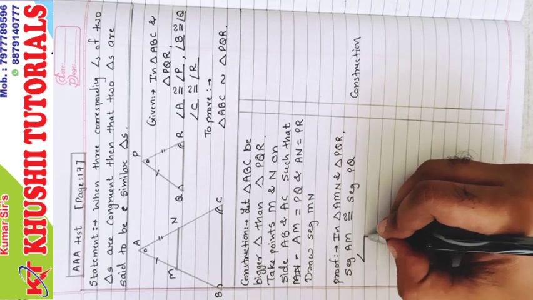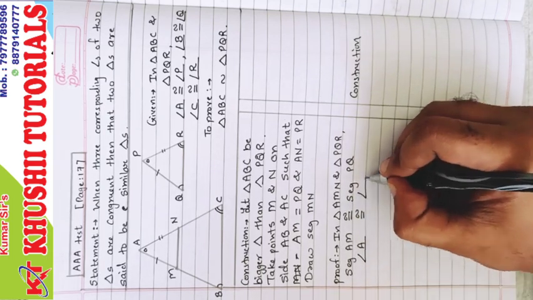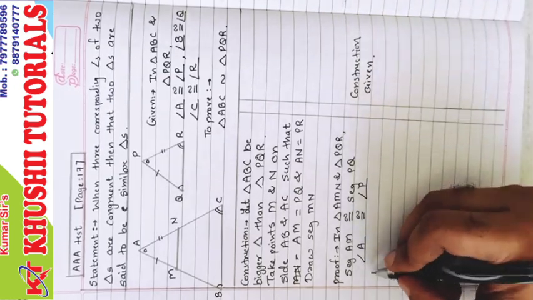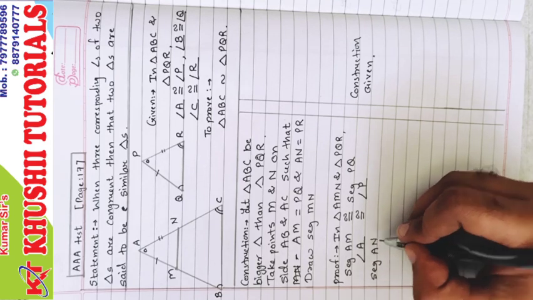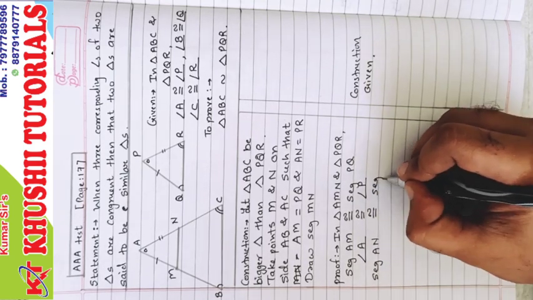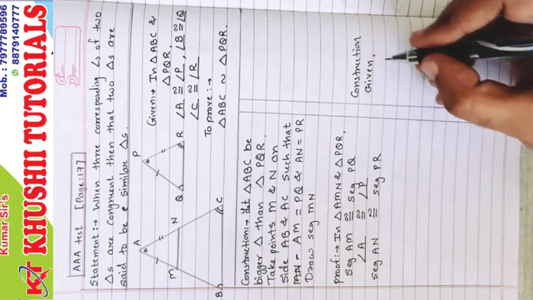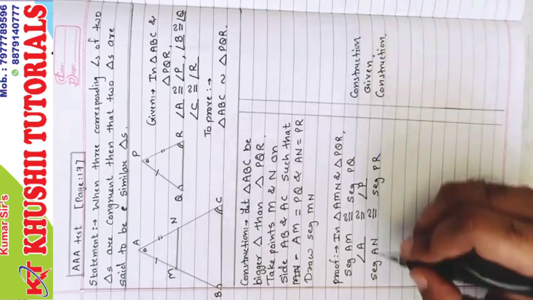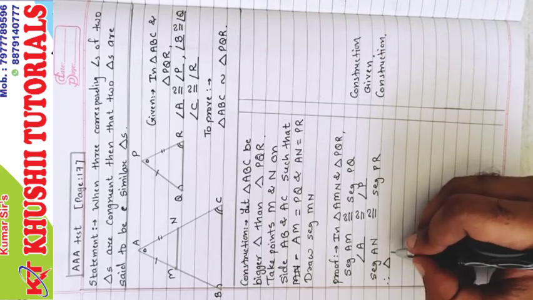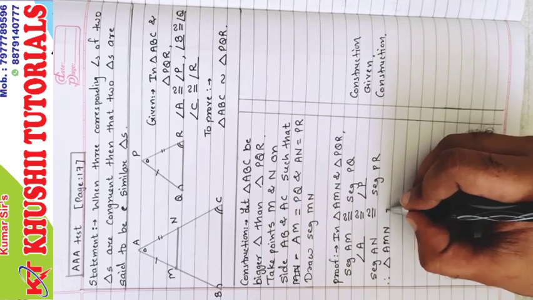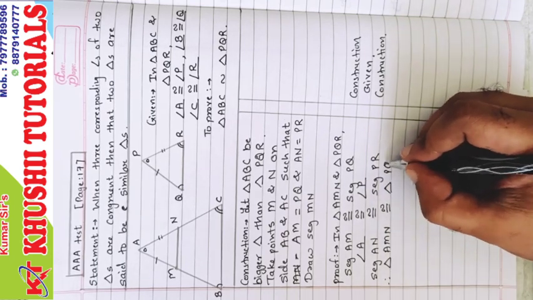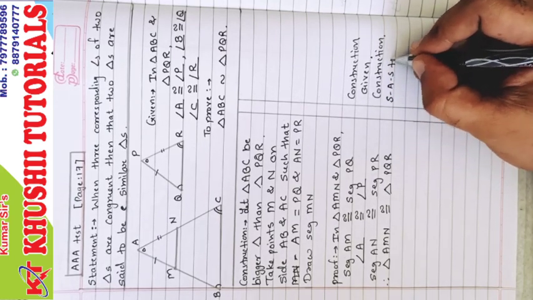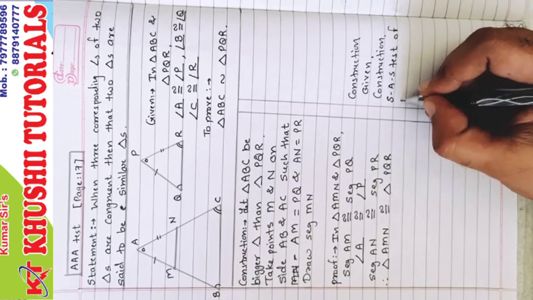angle A is congruent to angle P, which is given. Segment AN is congruent to segment PR, which is construction. Therefore, triangle AMN is congruent to triangle PQR, and SAS test of congruency.